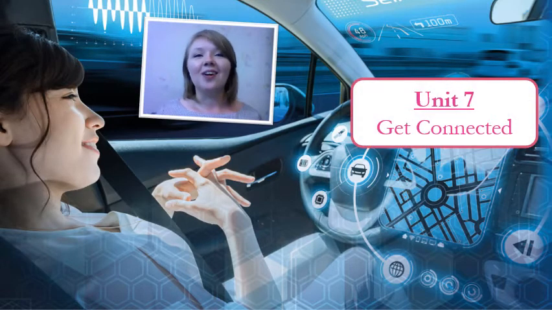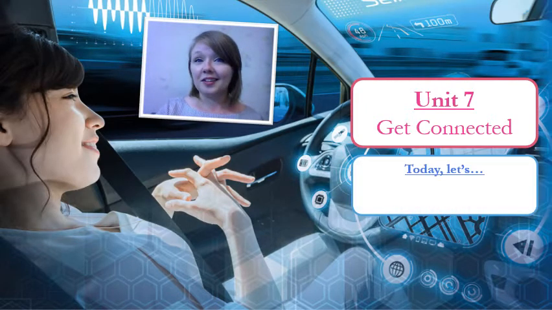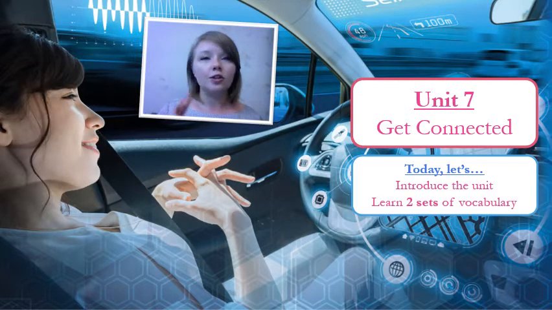This unit is called Get Connected, and in this unit we're going to learn all about technology and language we can use to talk about technology. In today's lesson, let's introduce the unit and learn two sets of helpful vocabulary to discuss technology.